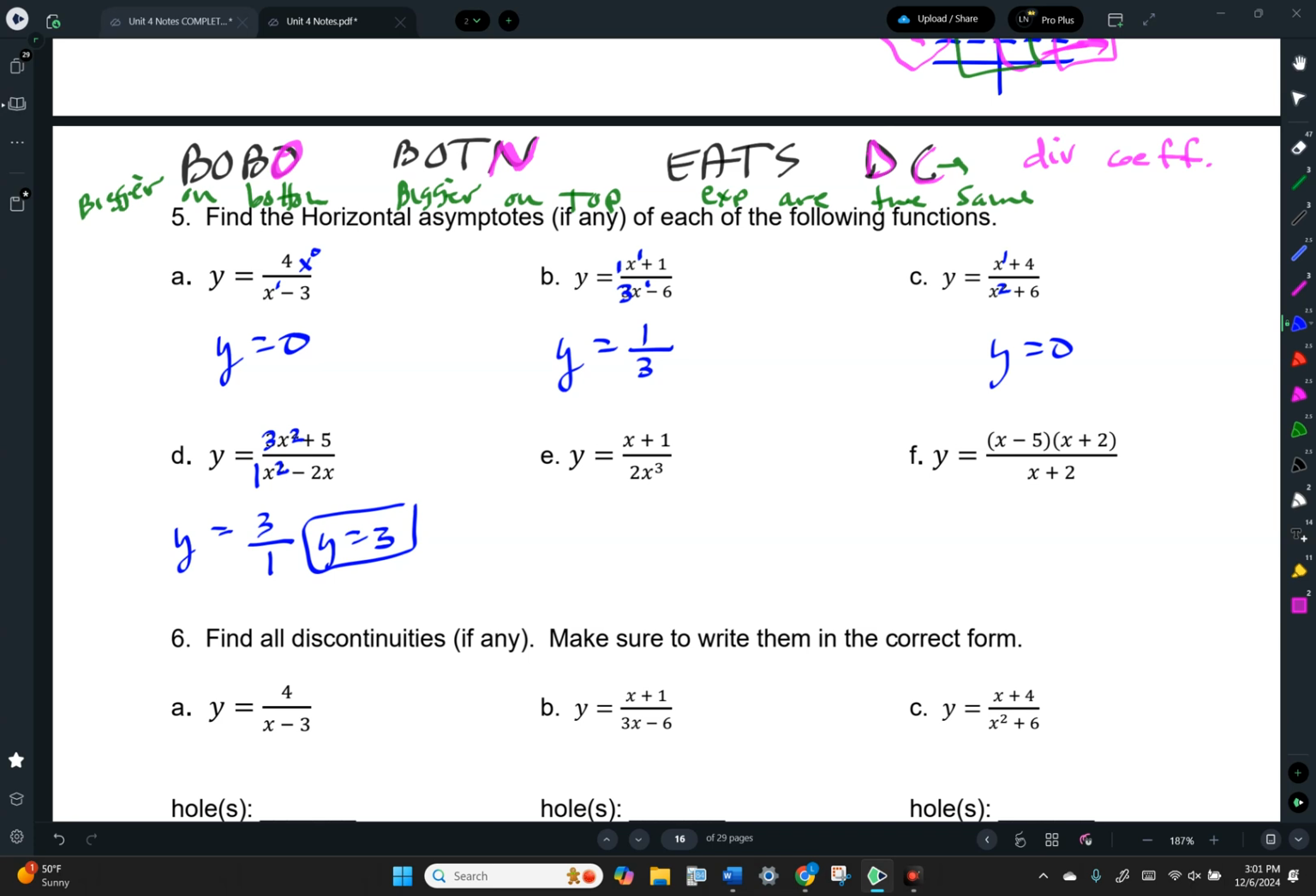Look at letter E. Would you agree this is bigger on bottom? So y equals 0. Now, letter F, you don't actually have to write this out, but you have to imagine if it were multiplied out, can you tell you would have an x squared and then some other stuff? So that's how I know the degree of the top is 2, which means this is bigger on top, right? Because the degree of the bottom is 1. So this would be none.